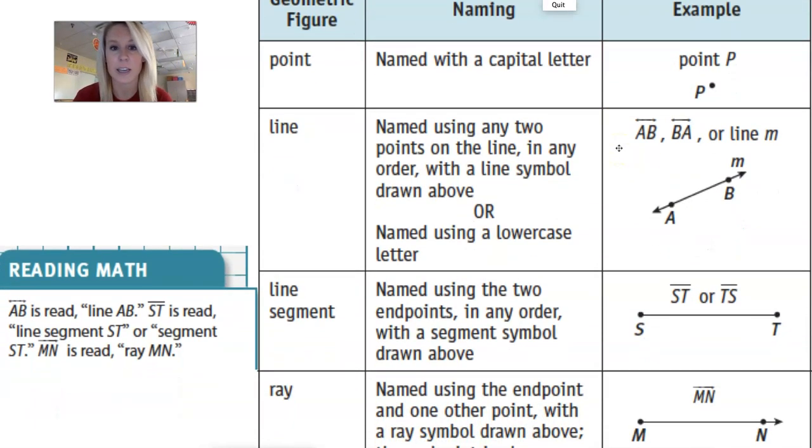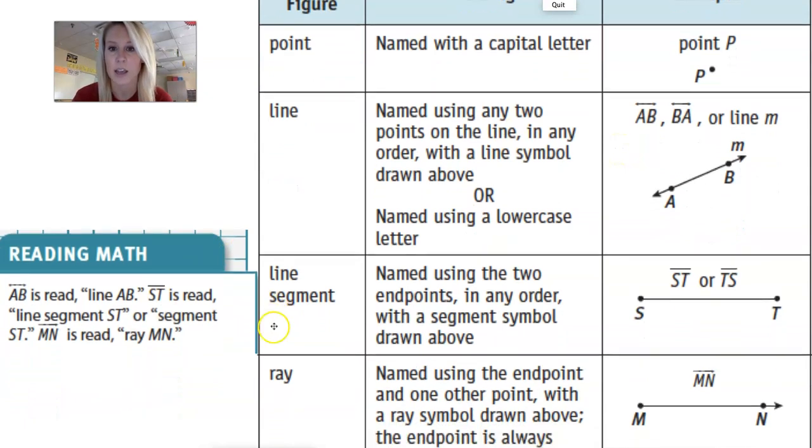All right, secondly, we have a line, and that's going to be named using any 2 points on the line in any order that you want with a symbol drawn above it. Or you can also name it using a lowercase letter. So let's look at our example. I have a line right here. I can call it AB or BA as long as you have the arrows above it. Or I can name it with a lowercase letter. All right, so 3 ways to name a line.